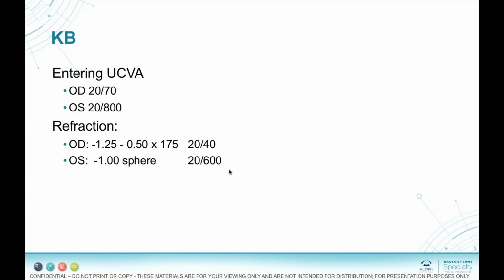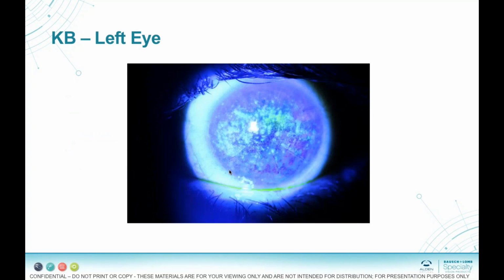She enters for evaluation at 20/70 on the right eye and 20/800 on the left eye uncorrected. We did attempt to refract her and got a little improvement on the right and not much improvement on the left. You can see the fluorescein image of her left eye and how dense the staining is. And this again is with her using a lubricating ointment at bedtime and artificial tears every hour or two during the day. You can see obviously that her eye is dry.